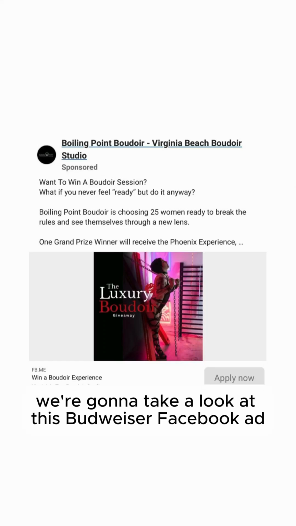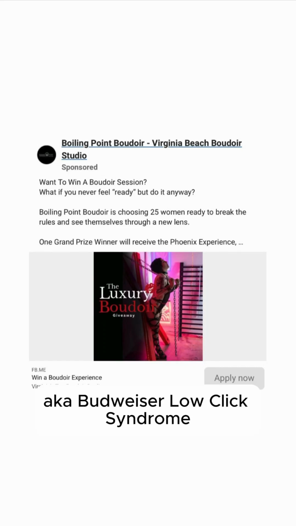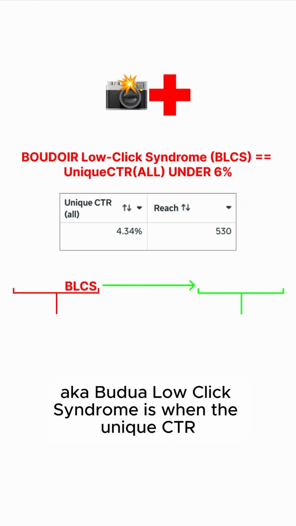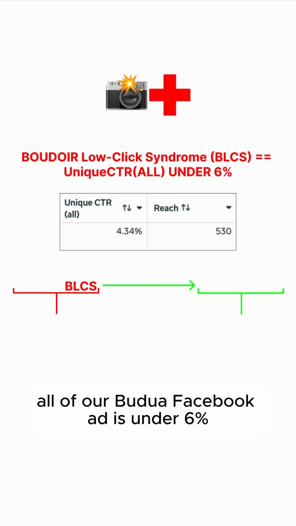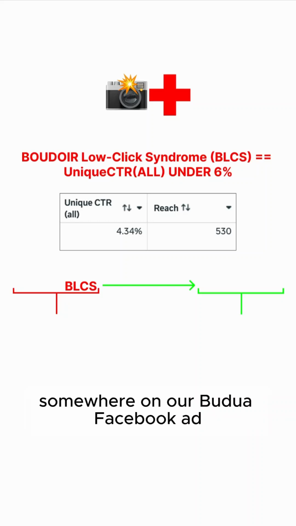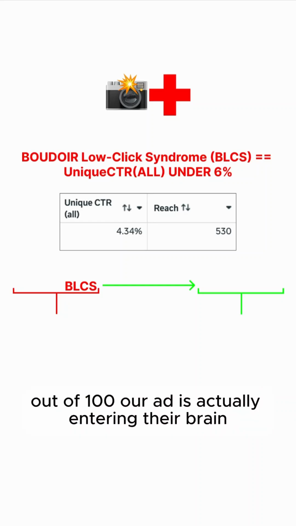All right, y'all, we're going to take a look at this Boudoir Facebook ad, see if we believe it has BLCS, aka Boudoir low click syndrome. Boudoir low click syndrome is when the unique CTR of our Boudoir Facebook ad is under 6%. This means fewer than 6 out of 100 women are clicking somewhere on our Boudoir Facebook ad. And that's the number of women, out of 100, that our ad is actually entering their brain.